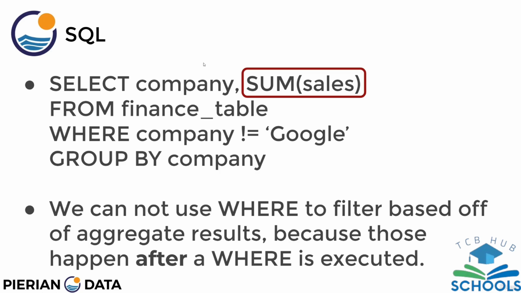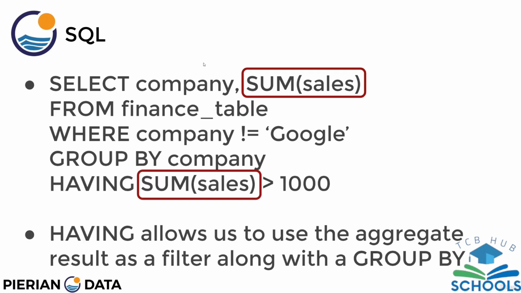So if after performing the group by and calculating the sum of sales per company, I wanted to then perform an additional filter on that result based off the sum of sales, I could add the having clause. So having allows us to use the aggregate result as a filter along with a group by. You can essentially think of this as a where statement, but only for something that is being aggregated through the group by. And hopefully you can see that connection quite clearly here.